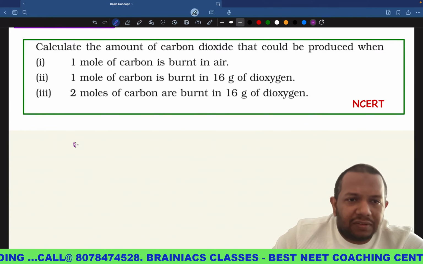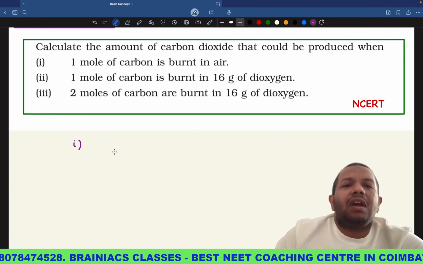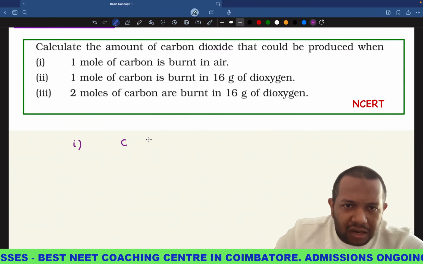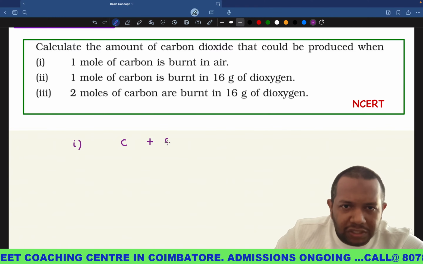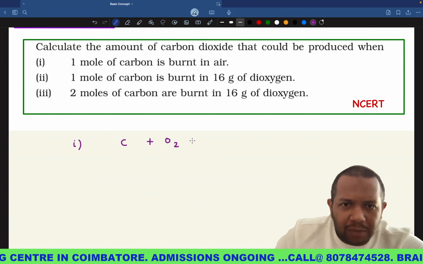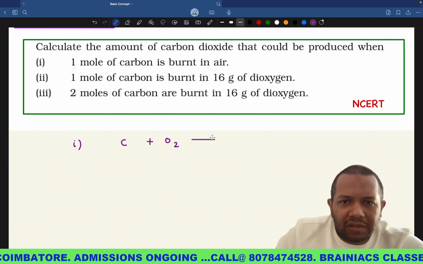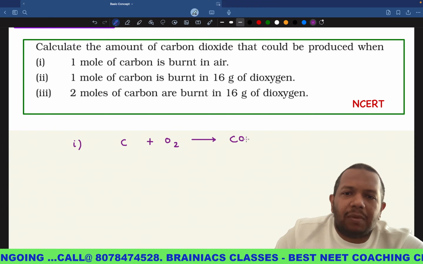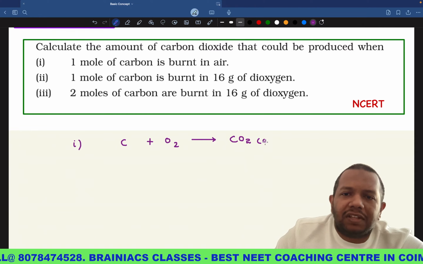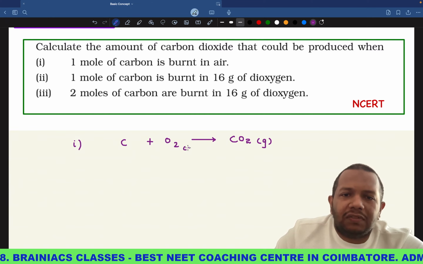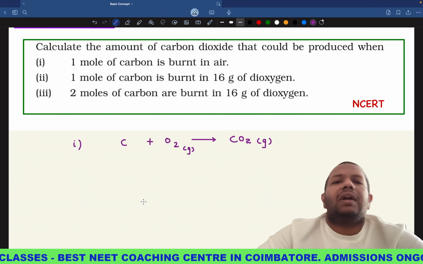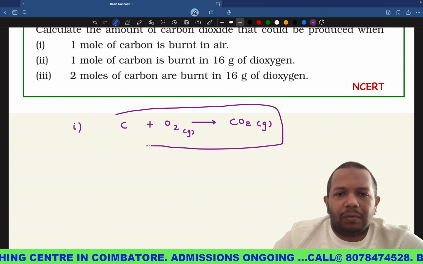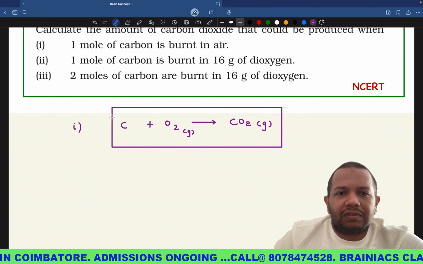So the first case is 1 mole of carbon burned in air. We know that carbon, when burned in air, meaning oxygen is there, will get oxidized. And what do you get when carbon is oxidized? We know the very famous compound, carbon dioxide, which is a gas, and oxygen, which is a gas. So this is the equation they are talking about. We can put it in a circle to make it a little more focused.